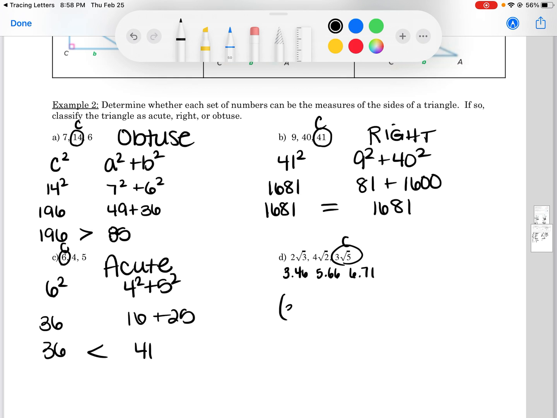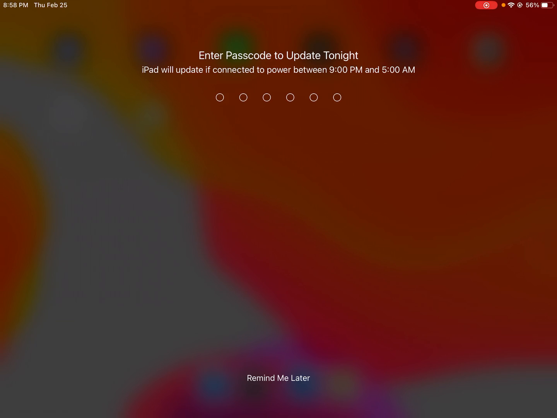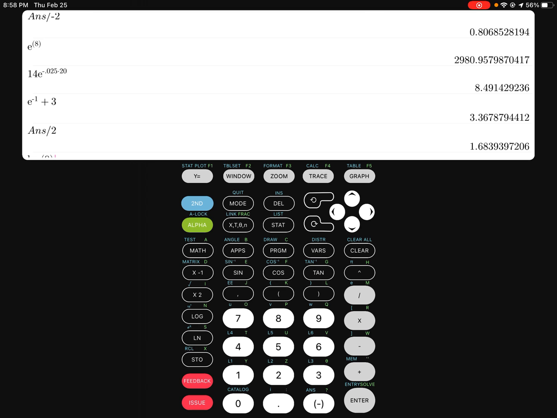So I have 3 root 5 squared. I can absolutely use the calculator to help me out here. On the other side, I have 2 root 3 squared plus 4 root 2 squared. Okay, we can absolutely do this in our calculator. So let me switch over to my calculator real quick. Whoops. Of course it wants me to try to update. It's always asking to update. Okay, so here we go.